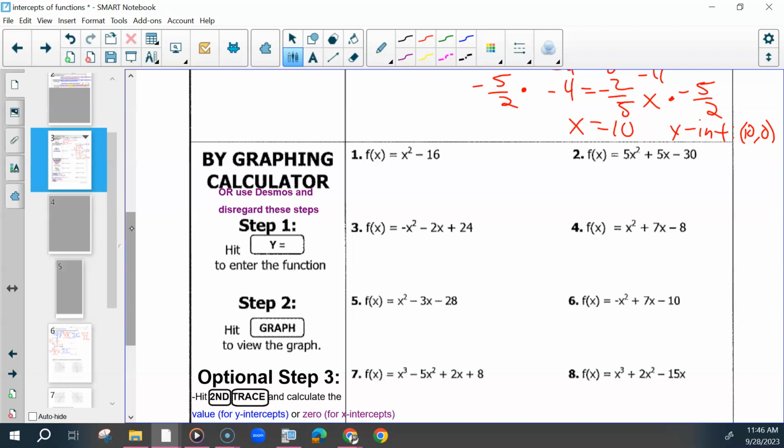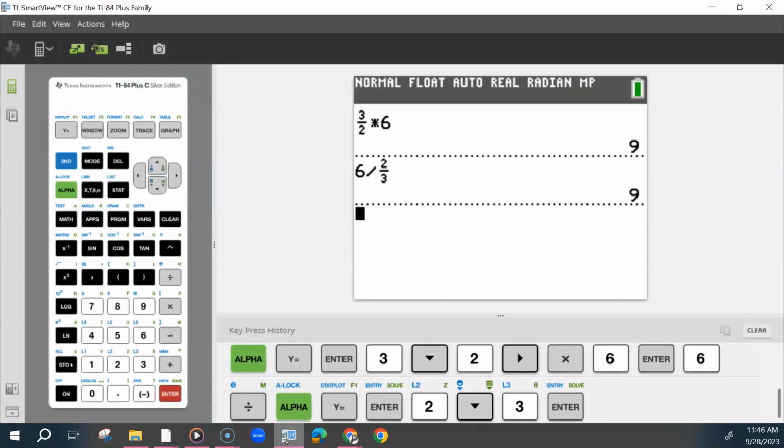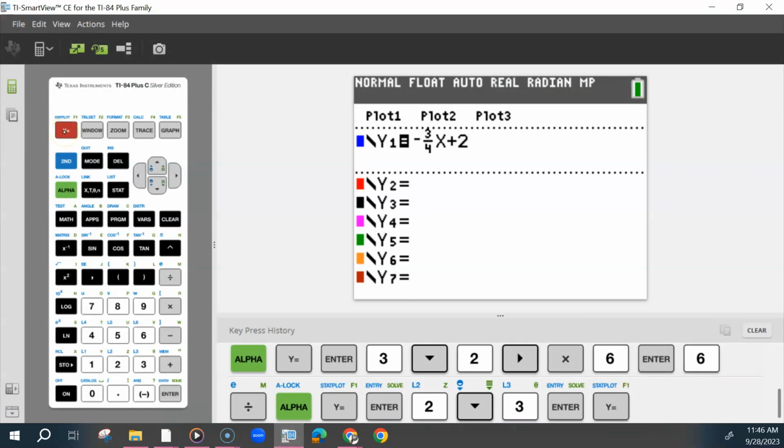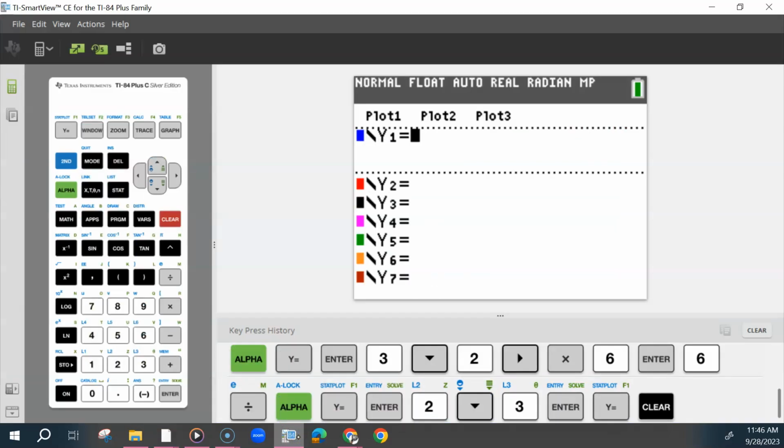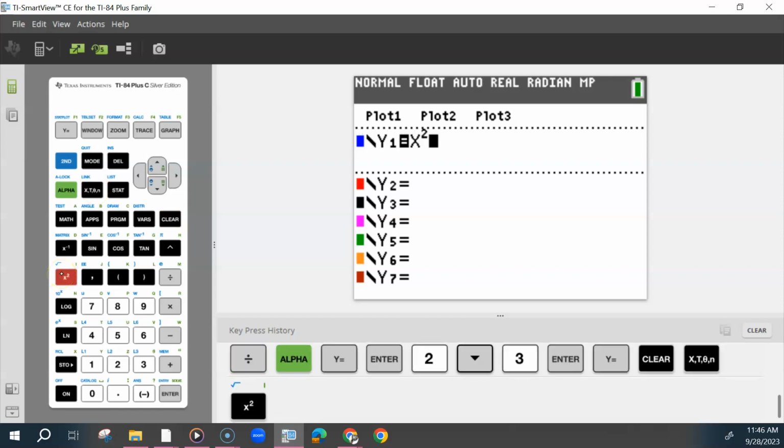Let's put in this one. So in your calculator, in y equals, clear out whatever's there, just by saying clear. Type in that equation, x squared minus 16. So x, either next to alpha or alpha x. Squared button is above the log button. And then, what's 16 minus 16? So again, we can graph it.